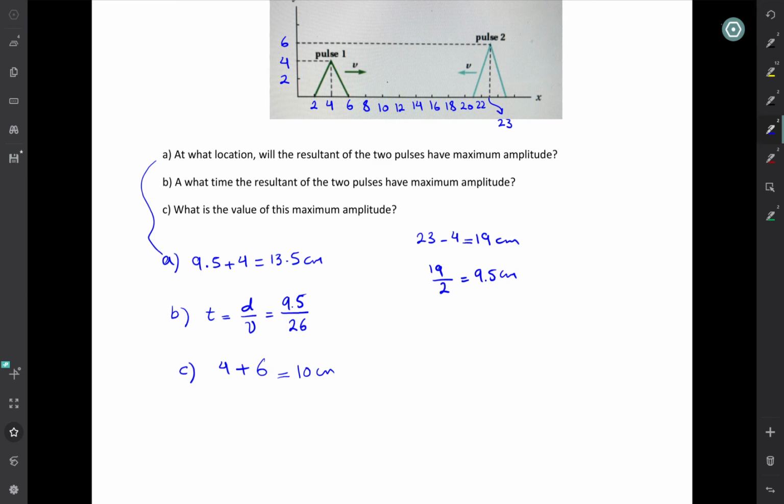So you're adding them. If pulse 2 was inverted, upside down, then when you're adding up the amplitudes, you're actually subtracting them. Why? Because the amplitude of pulse 2 would be negative. For example, -6 plus 4 would give you -2. Good. But going back to this example, if you want to find the max amplitude of the resultant pulse, in this case you're adding up the max amplitudes, because both are upside up pulses.